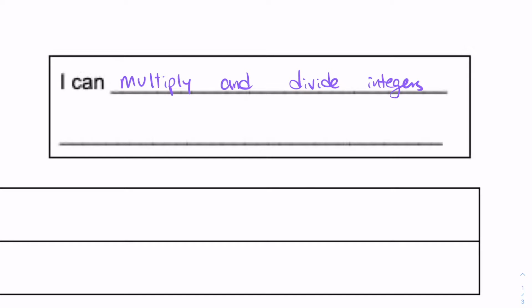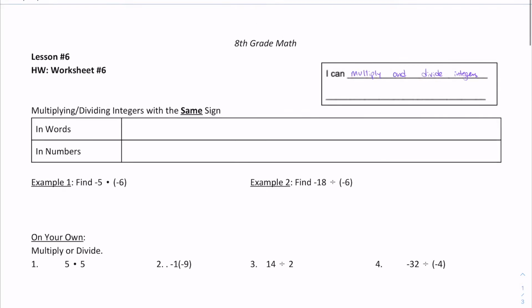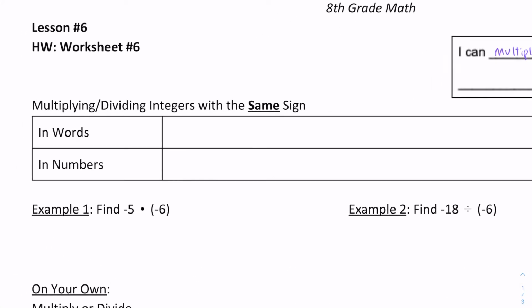Okay, so let's talk about multiplying and dividing integers with the same sign. This is pretty simple. What this means is, if my integers have the same sign, this is always going to be a positive result. For example, if I have -2 multiplied by -4, notice how they're both negative, then it's going to be +8. If I have 2 times 4, this is also +8 because these are the same sign.